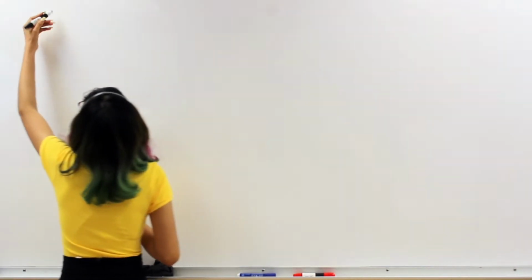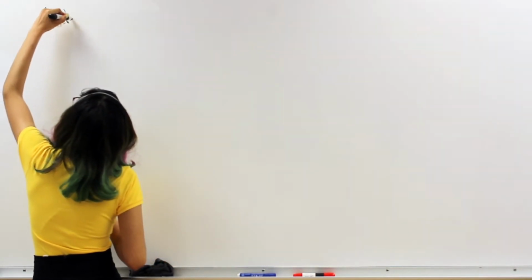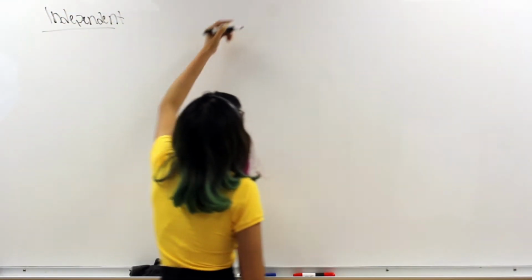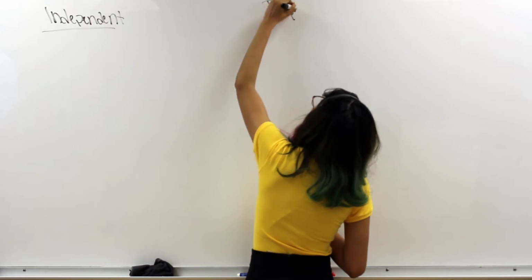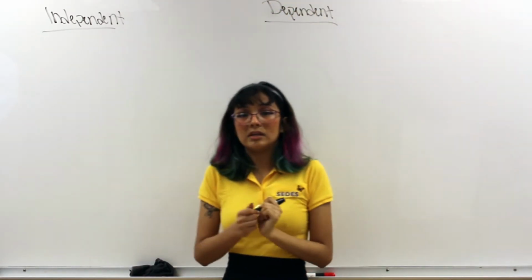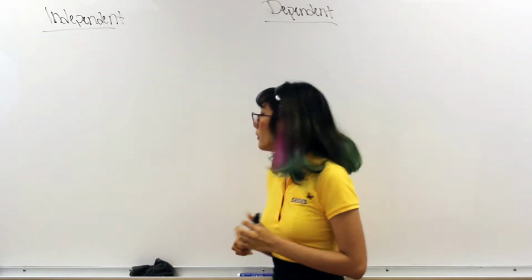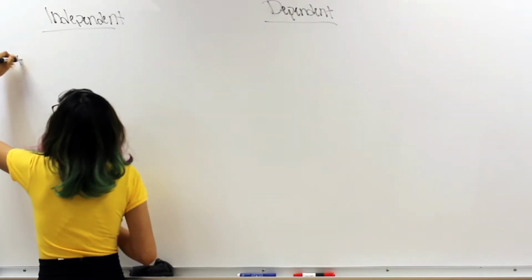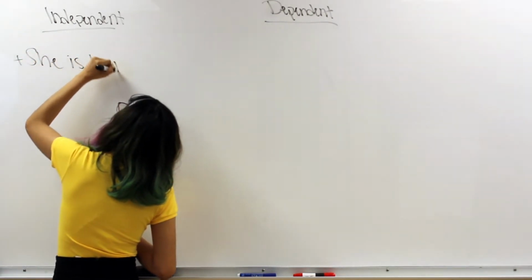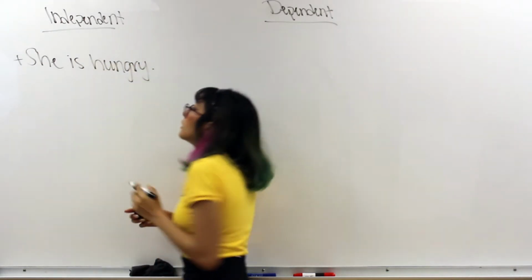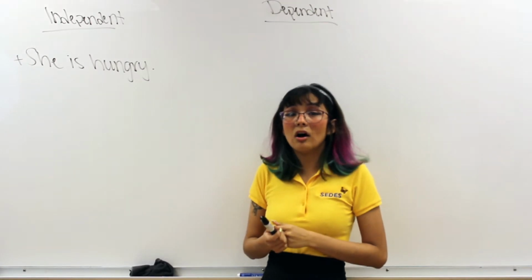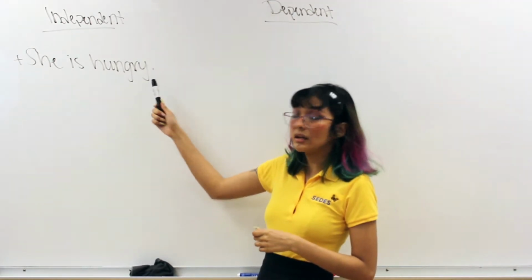So here, I'm going to put that we have independent sentences, and we have dependent. Independent means that alone, it can stand by itself. The most simple sentence we can think of is, she is hungry. Now this sentence is a clause. Yes, it is independent, but it is a clause.